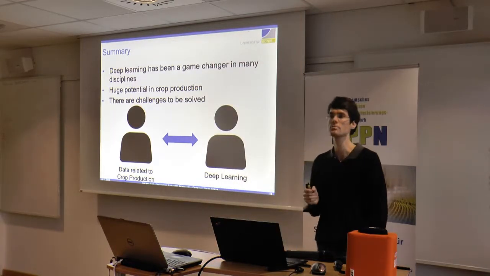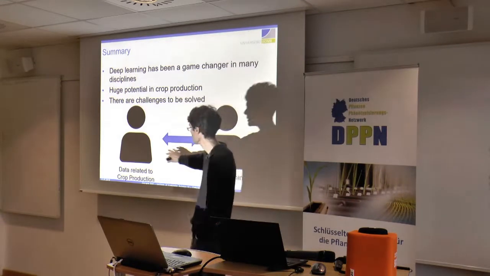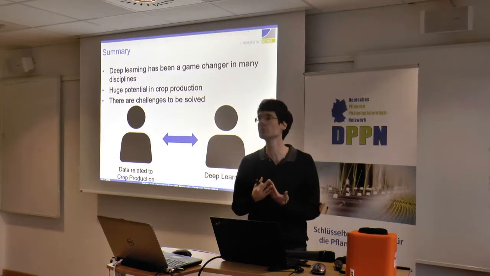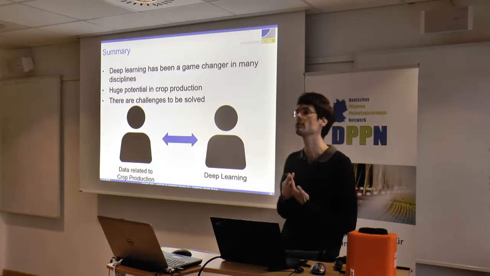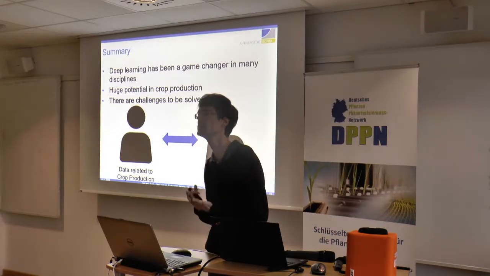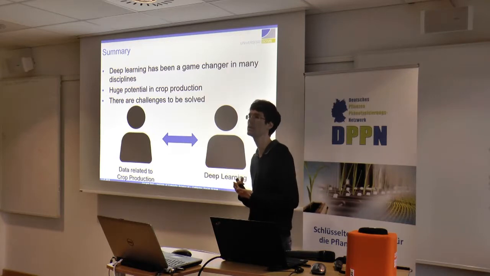It is very important that people from deep learning, from our group, and people from crop production have a close discussion and an understanding of the data, because if you describe a problem, one has to look at the data. Only at this point can I actually tell whether it makes sense to use deep learning, or if there are any problems.